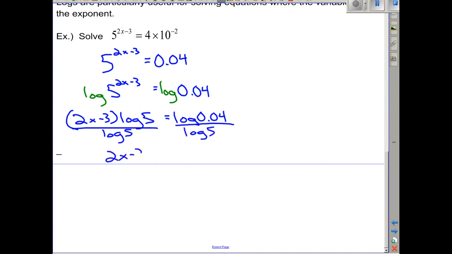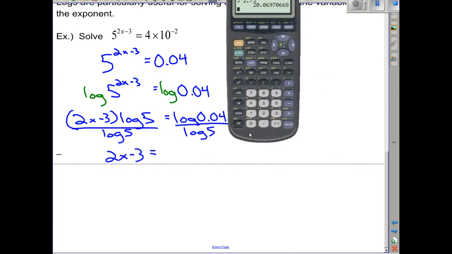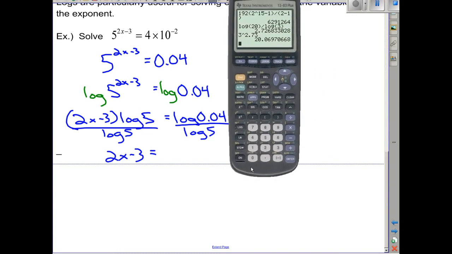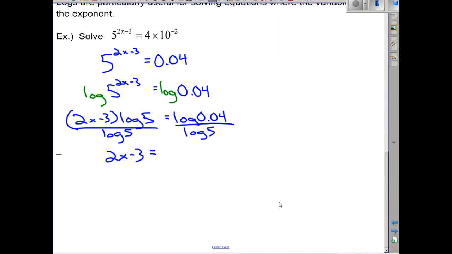So we'll get 2x minus 3 equals. I might be tempted to go to the calculator at this point rather than wait till the very end. Log of 0.04 divided by log of 5 gives us negative 2. That's nice and convenient. It's not always going to work out that nicely. Gives us 2x equals 1 or x equals a half. And we could go back and check that.